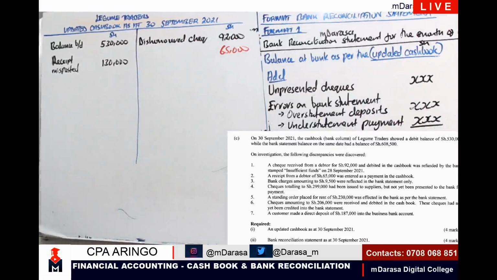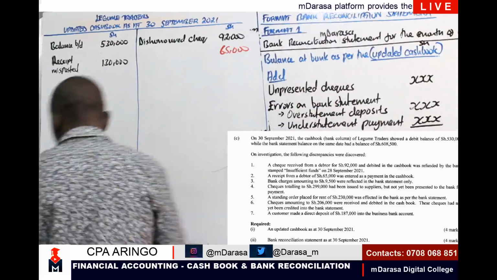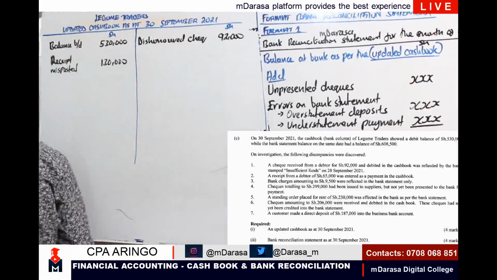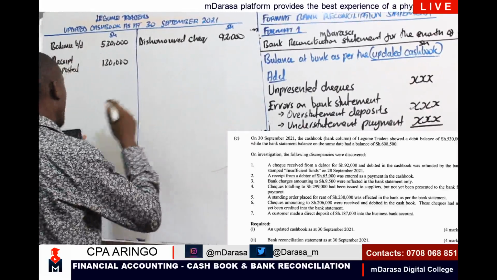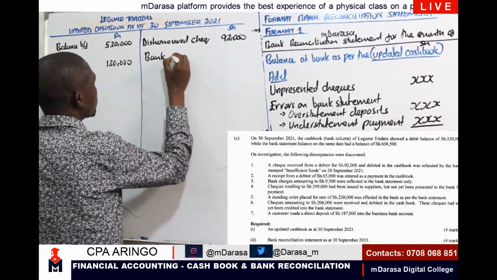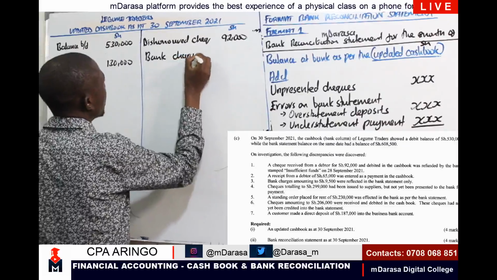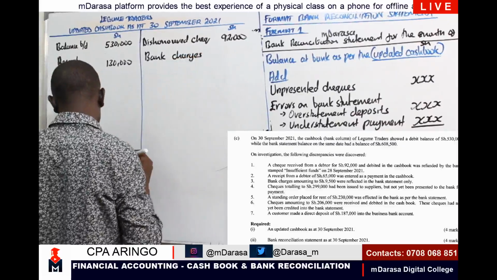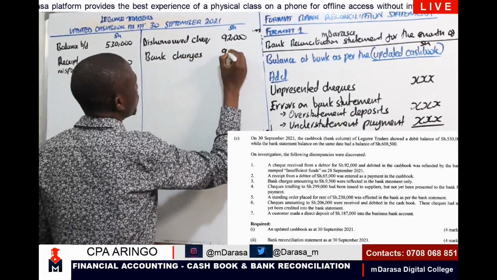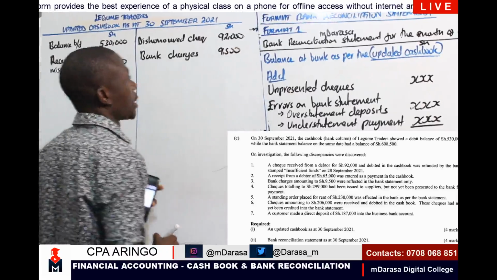Proceed to note 3. Bank charges amounting to 9,500 were reflected in the bank statement only. So if they were reflected in the bank statement only, therefore, what are we going to do? I'm going to record it in our cash book here. So bank charges. Bank charges. A figure of how much? 9,500.